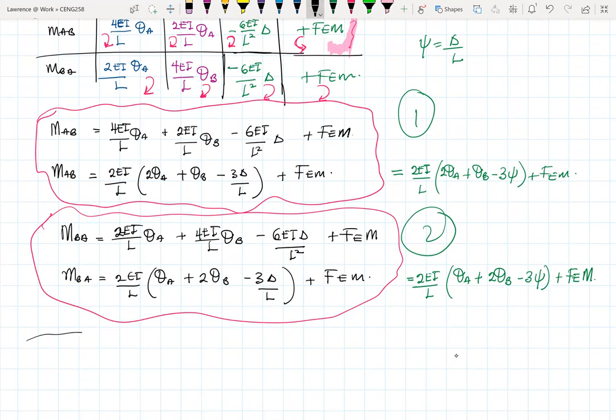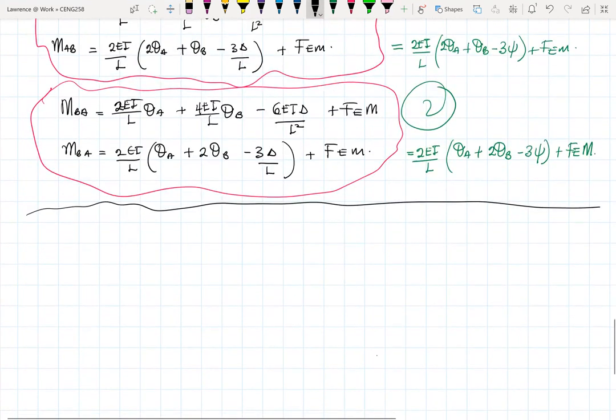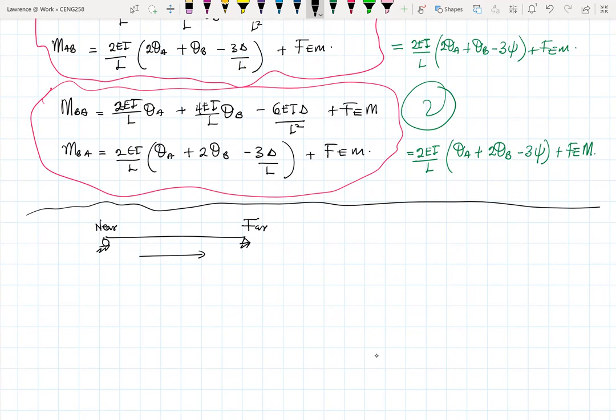So far we've been dealing with node A and node B. What if we have a generic beam, the same beam that we looked at? Here, instead of node A, I can say node near. This is the near node, and this is the far node, assuming I'm moving from A to B.